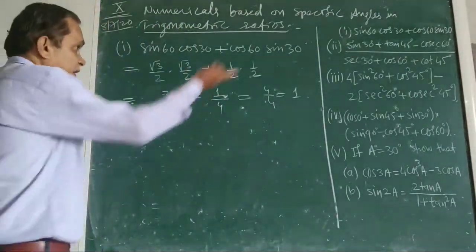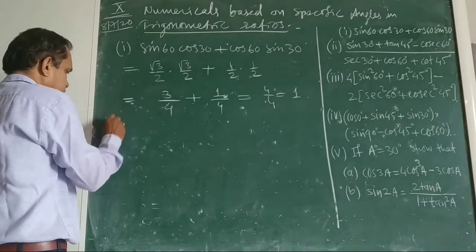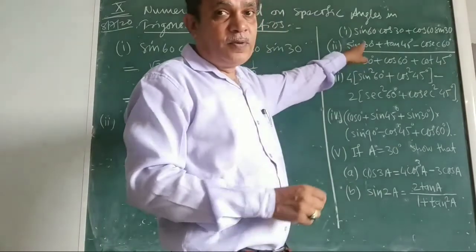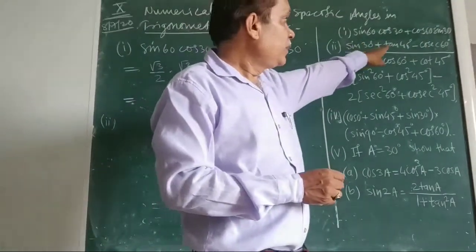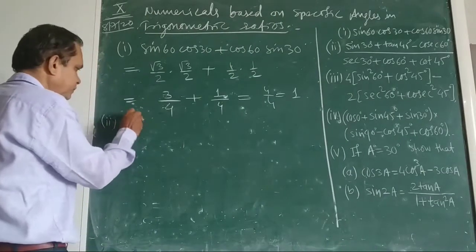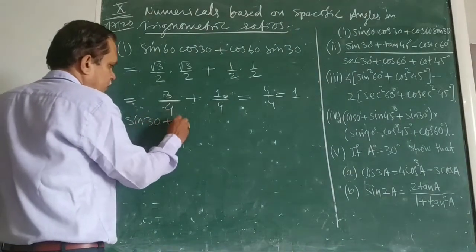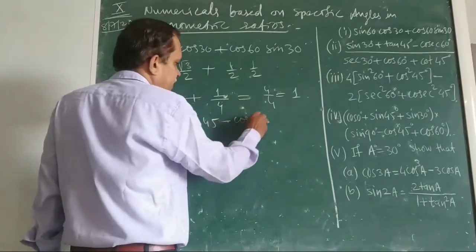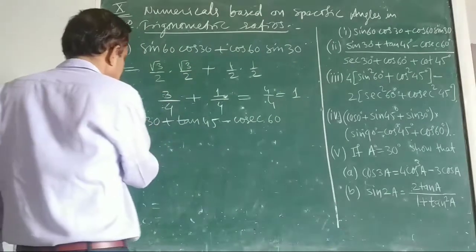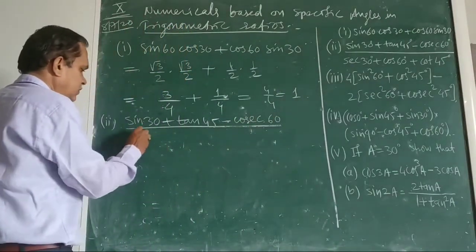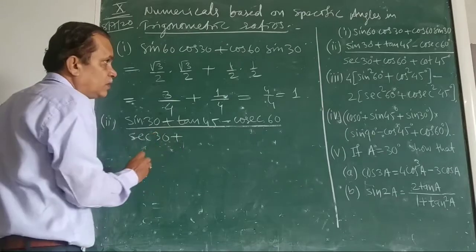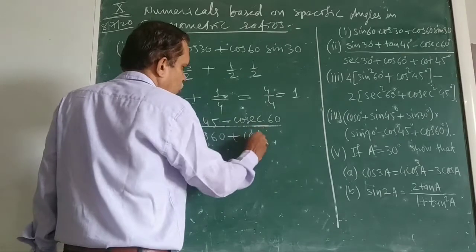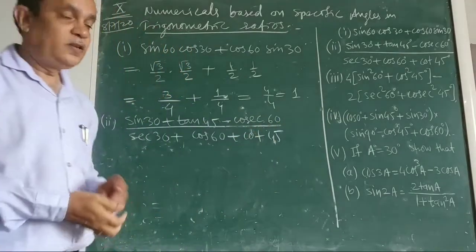Okay, now see, we take example number 2. Find the value of, or solve, sin 30 plus tan 45 minus cosec 60 divided by sec 30 plus cos 60 plus cot 45. Right?